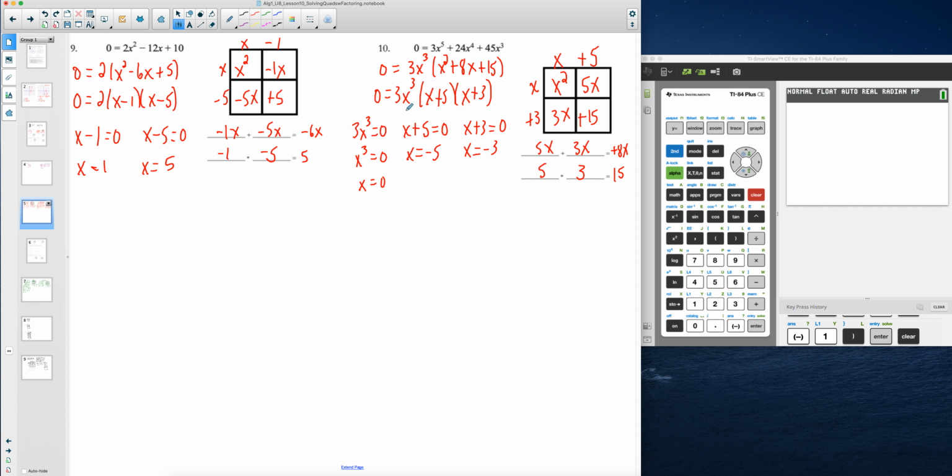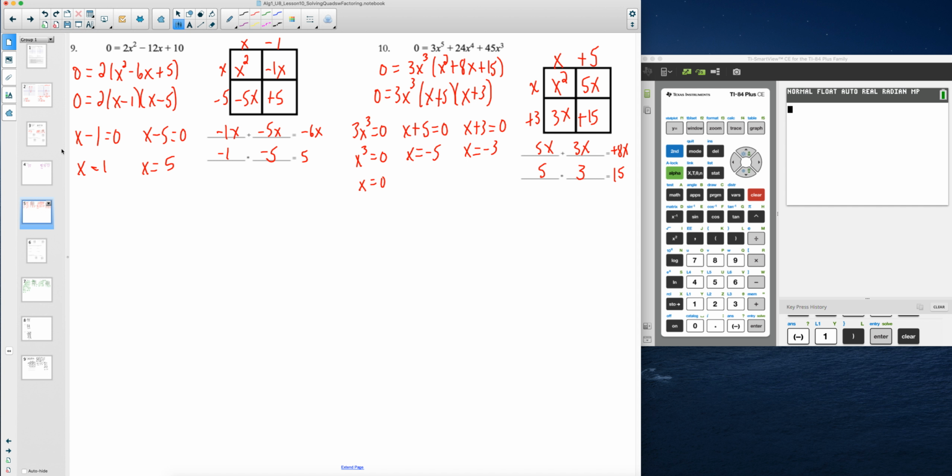So we want to take those 3 factors and set them equal to 0. So 3x cubed equals 0, which means x cubed is equal to 0, which means x has to be 0. X plus 5 is equal to 0, which means x is equal to negative 5. X plus 3 is equal to 0, which means x is equal to negative 3. All right, so once again, you can just see reusing a lot of our skill set.